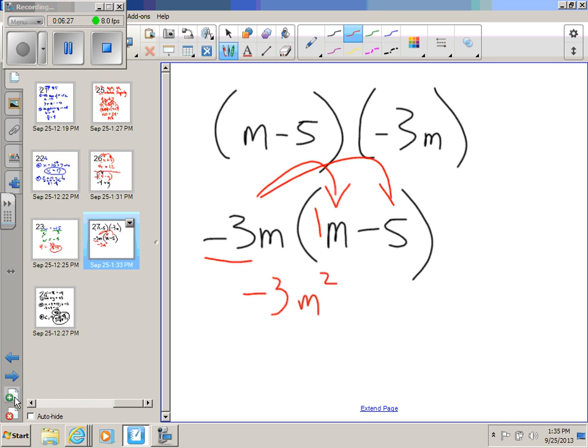Then the negative 3m times the negative 5. The negative 3 numerical portion times the negative 5 numerical portion. Yes. Positive 15 what? m. Okay. Good question.